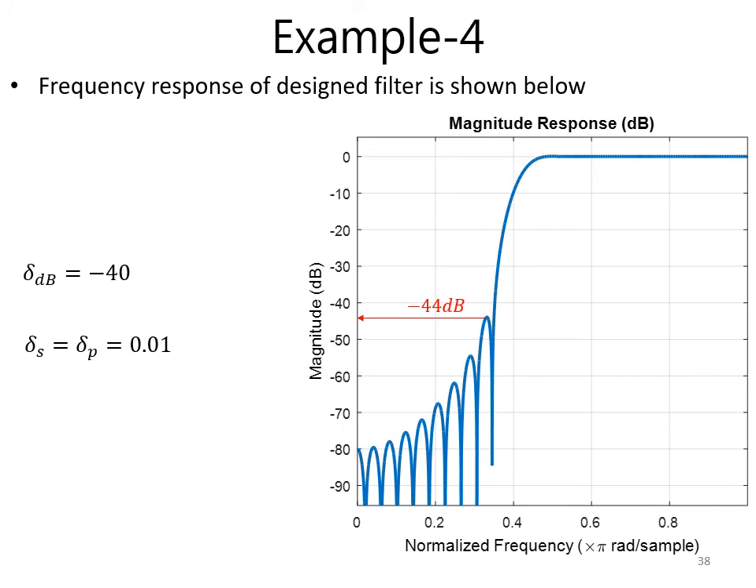Here the magnitude response of the filter is shown. The magnitude response is in decibels, and you can see it is a high pass filter. The cutoff frequency is around 0.4. The maximum attenuation in the stop band is minus 44 decibels, as given in the table, right? So obviously it is greater than the requirement, so it fulfills the requirement, and the ripples in the stop band and the pass band are 0.01.